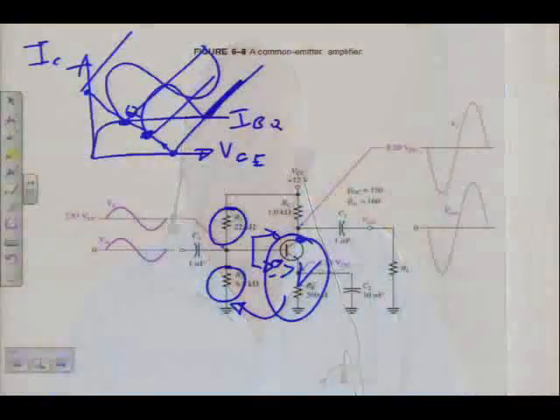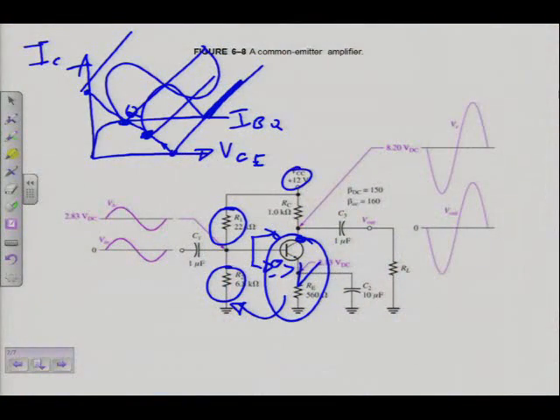I want to calculate r'e. Can you remember? 25 millivolts divided by IE. So I can get my IE. I can calculate VC, which is VCC minus IC times RC. VC is this voltage here, and of course it will be the supply voltage, VCC, minus the volt drop over RC to get that voltage. And VCE is then just VC minus VE. There I've done my whole DC analysis.